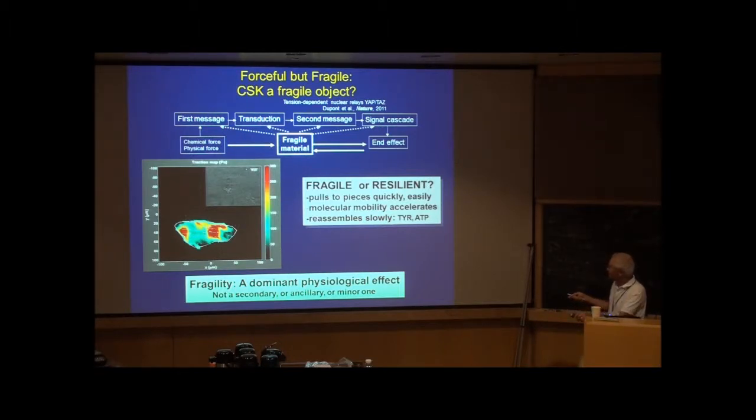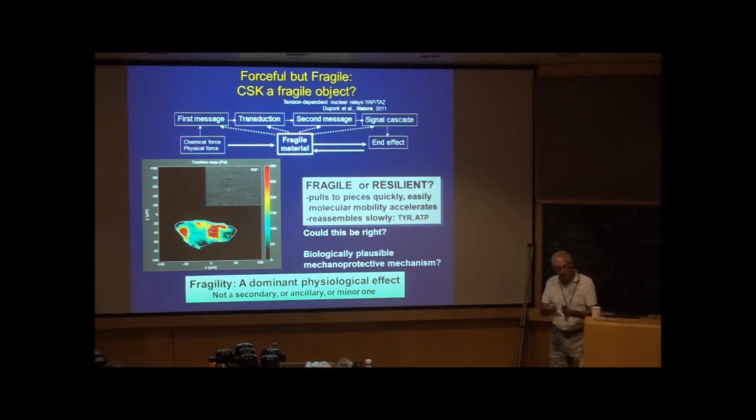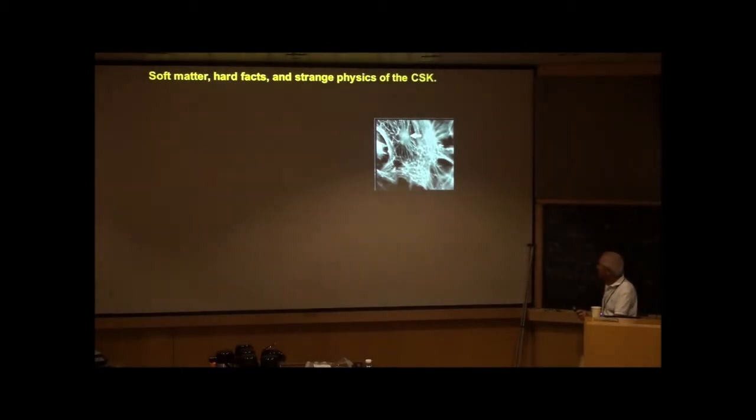We find it pulls to pieces quickly and easily. I haven't shown you what happens to the molecular mobility, but it turns out it goes up by 2 orders of magnitude. When you stretch it, that's changing from a solid to a fluid. And the reassembly, I haven't shown you, is dependent on ATP and certain tyrosine kinases. So this is another mechanoprotective mechanism, right? One is to reinforce: if you feel the physical force, you reinforce. But another is fluidize, just go with the flow. That's another way to prevent injury. So it's another mechanism of mechanoprotection.